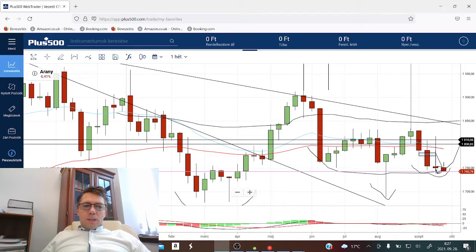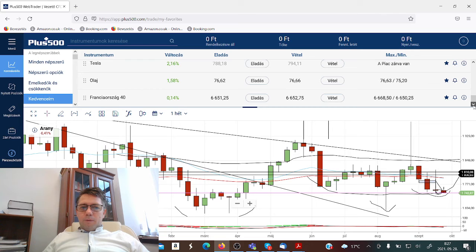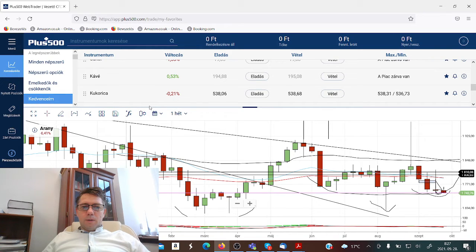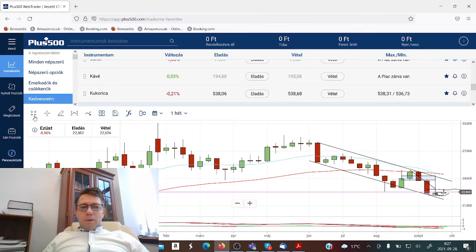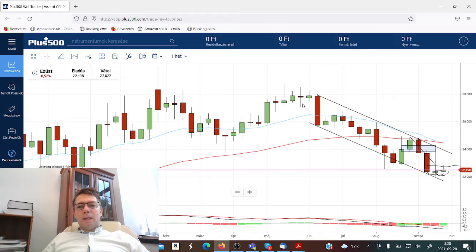Let's look at the silver chart. Let me find the chart on silver. Okay, here we go. This is the silver chart. Yeah, this is the weekly on silver. We are still in this downtrend. We need to break above, get above 24 to say that we are back into bullish territory.